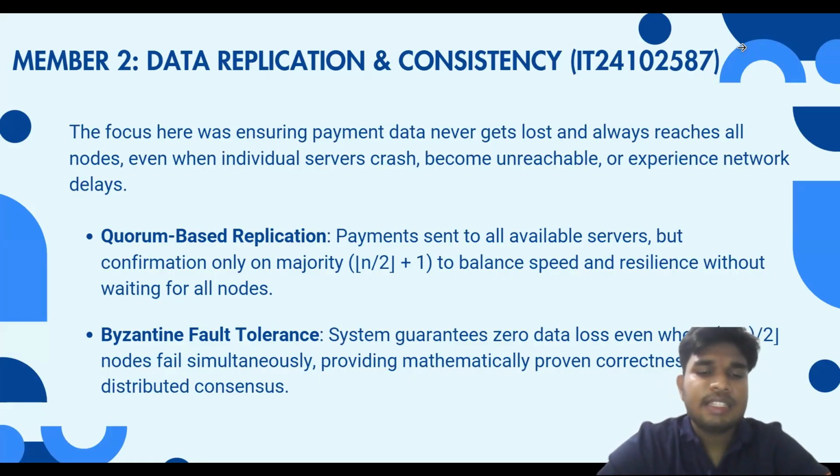This means payment is sent to multiple nodes, but is confirmed only when a majority of nodes agree. This approach improves both speed and reliability because we don't need to wait for all nodes. We also use Byzantine fault tolerance, which means the system can still function correctly even if some nodes fail or behave unexpectedly. Now we will move to the next slide.